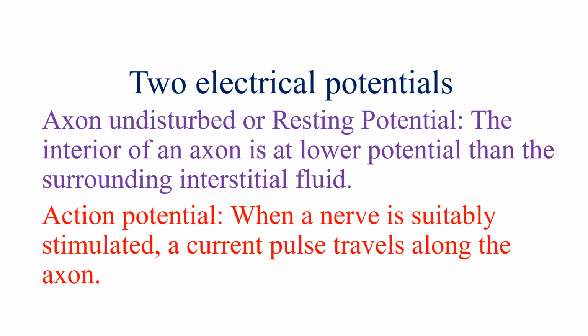While if a nerve impulse stimulates the axon, then we should define what is called an action potential. And in this case, a current pulse travels along the axon. A nerve current impulse travels along the axon.